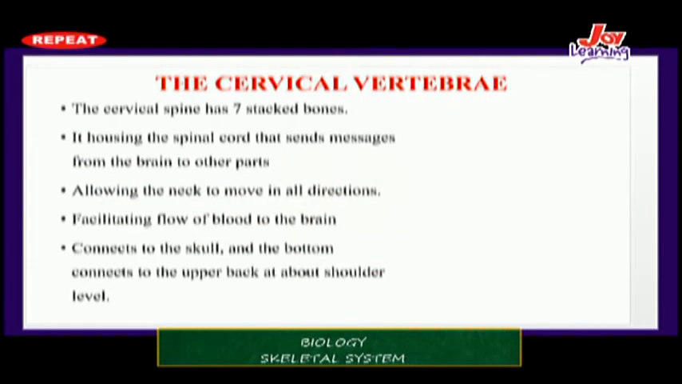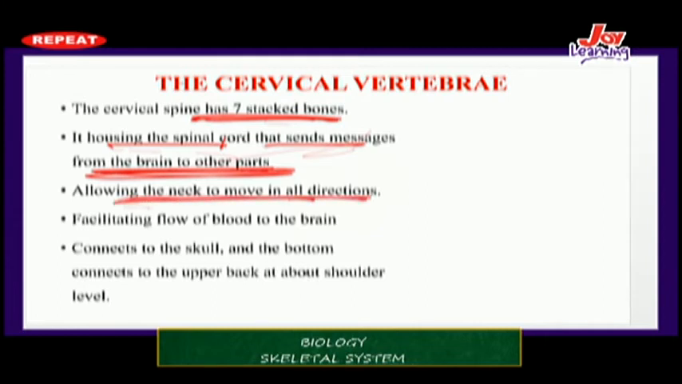Now take a look at the cervical vertebrae. I said there are 7 of them. Good. Of course, they are housing the spinal cord, and they send message because they are directly linked to the brain. So if somebody should twist your neck very well, he will end up dislocating the cervical vertebra from its position, disturbing the spinal cord, and then you lose the ability to send message to the brain, and therefore you are off entirely. It allows the neck to move in all directions. Take note. It facilitates the flow of blood to the brain, and it connects the skull. These are the functions of the cervical vertebrae.